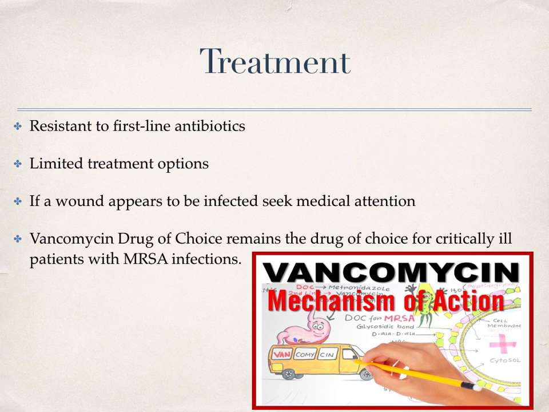MRSA is tough to treat at times. It is resistant to first-line antibiotics. There are limited treatment options when it comes to treating MRSA. If a wound of any kind seems to be infected, seek medical attention. Vancomycin is the drug of choice for critically ill patients with MRSA infections.